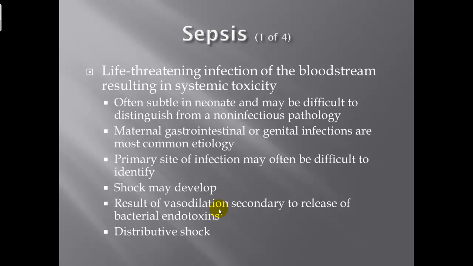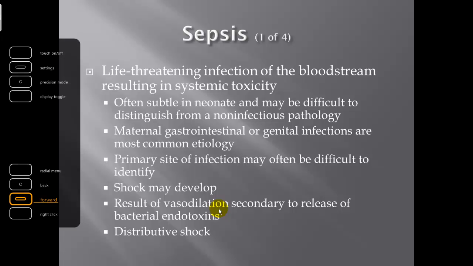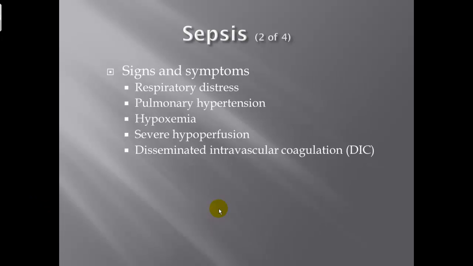And what we're going to get from this is a distributive shock. Signs and symptoms: respiratory distress, pulmonary hypertension, hypoxemia, severe hypoperfusion, and signs and symptoms of shock.